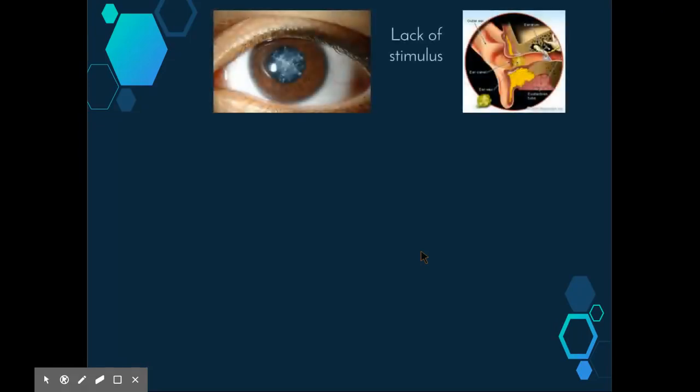So some of these could include, firstly, a lack of stimulus. So for example, the cataracts that are the clouding of the eye due to the clumping together of the proteins stops the light from actually reaching the retina. And blockages of the ear canal, such as by earwax, can actually stop the vibrations from reaching the eardrum.